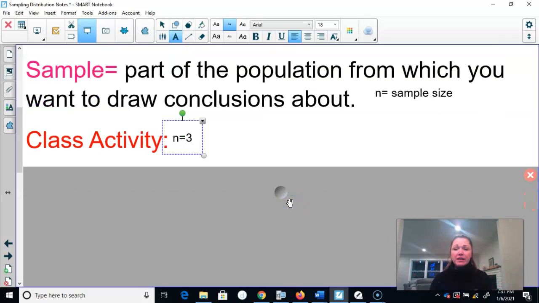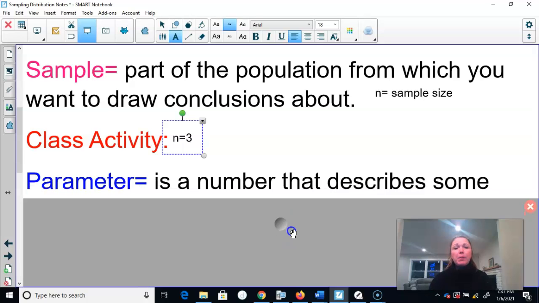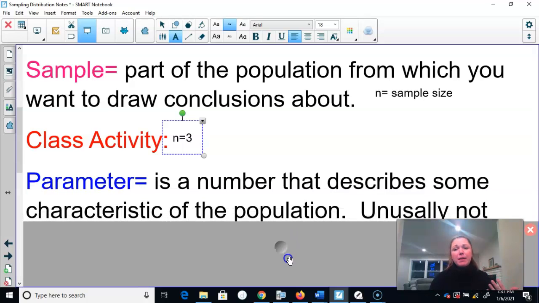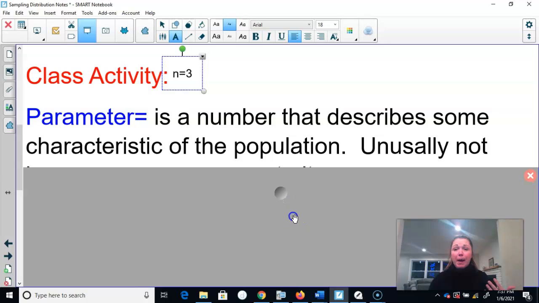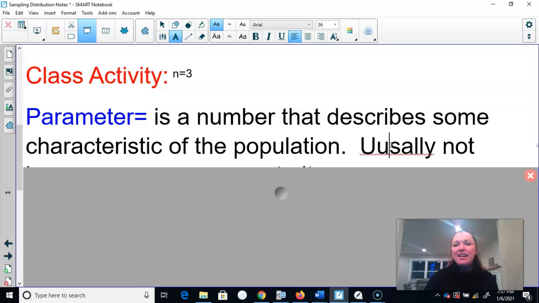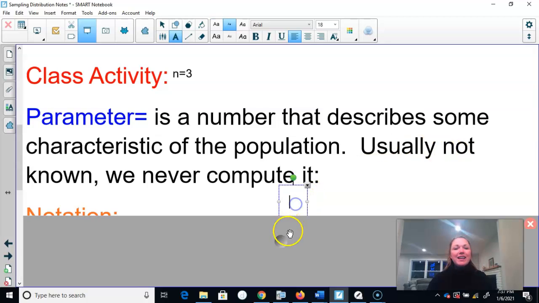Next definition, okay, next definition. Let's talk about what a parameter is. A parameter is a number that describes some characteristic of the population. Usually, it is not known, and we never compute it. It may be given to you, okay? It may be given to you, but we never compute it.